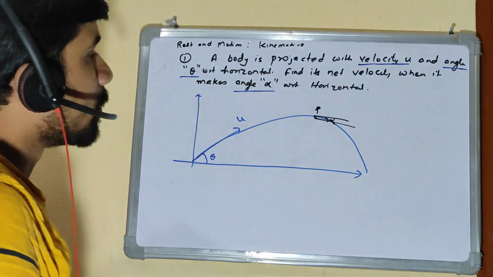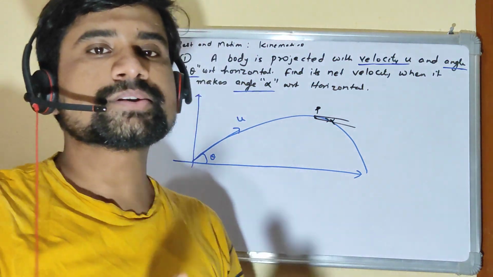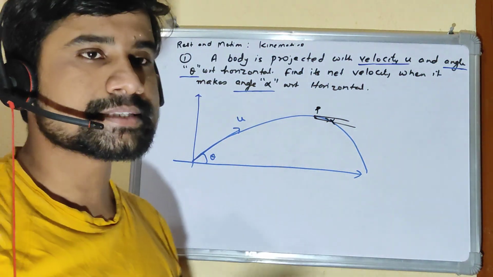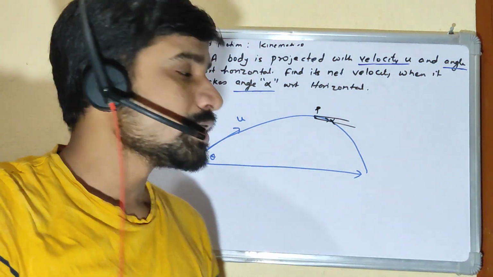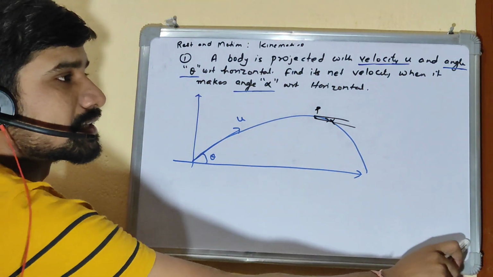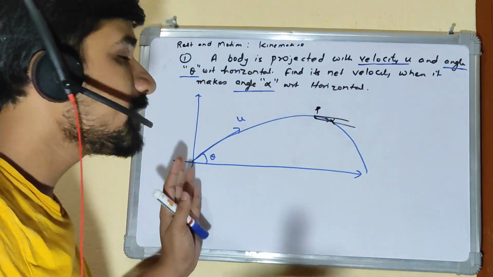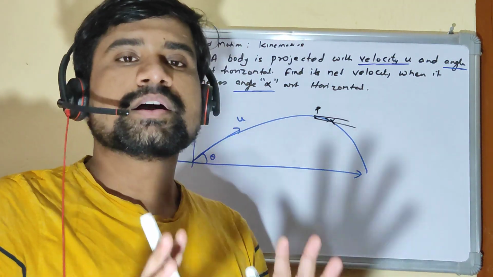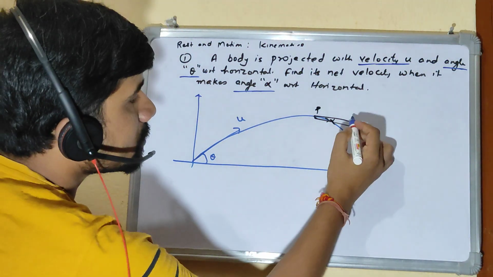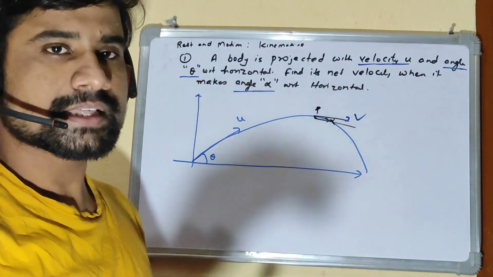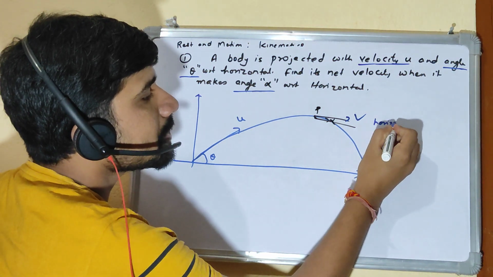Correct? Now if I talk about projectile motion, the very basic concept we know is that the velocity along horizontal axis is always constant. There is no force along horizontal direction, hence there is no acceleration, and hence this object will always maintain a constant velocity along horizontal or x direction, right? So at a point where it is making angle alpha with horizontal, let's say the velocity is v.